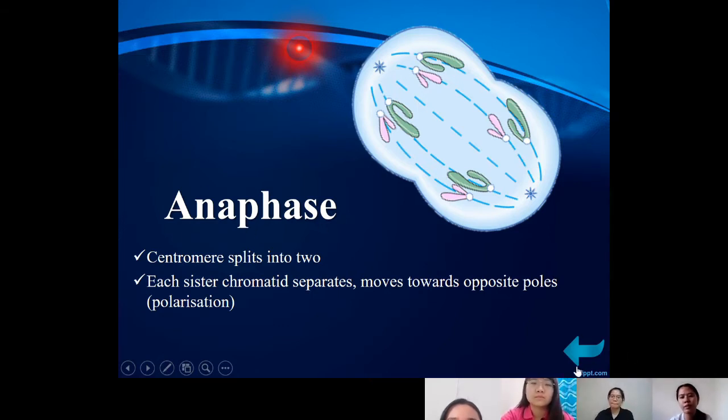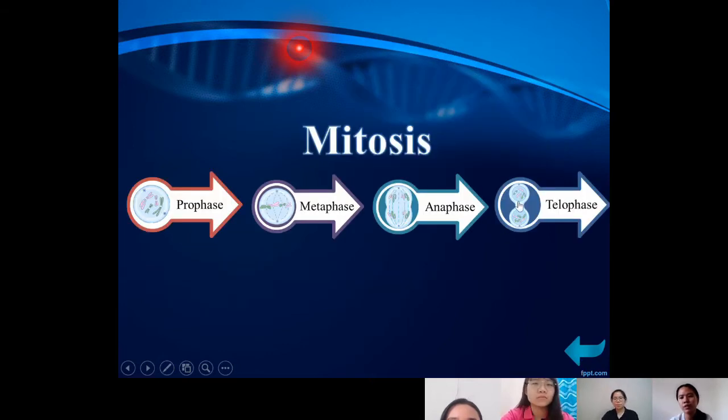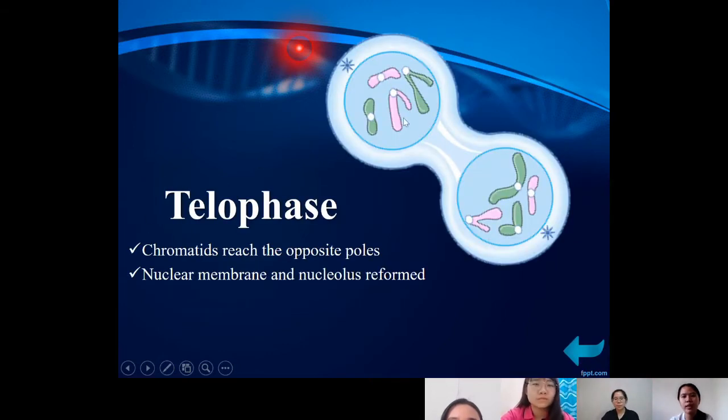After anaphase, telophase occurs. When the chromatids reach the opposite poles, the nuclear membrane and the nucleus reform. They form back together. So here is the end of the telophase, the end of mitosis. Okay, the end of the M phase. So you can see there are 2 separate nuclei.